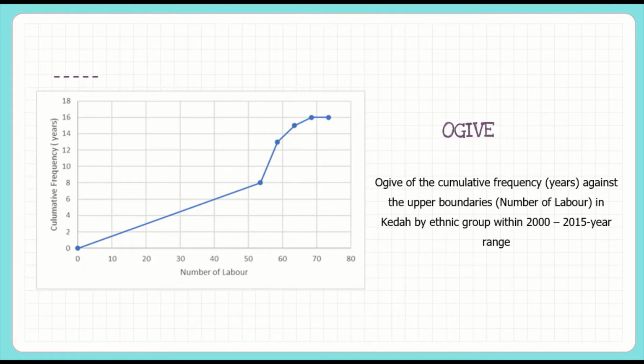In this slide, graph 2.1 shows the OGIF obtained from the retrieved data of employed persons by ethnic group in Kedah within the 2000 until 2015 year range. The y-axis is the cumulative frequency, which is the year, and the x-axis is the upper boundary, which is the total employed person.